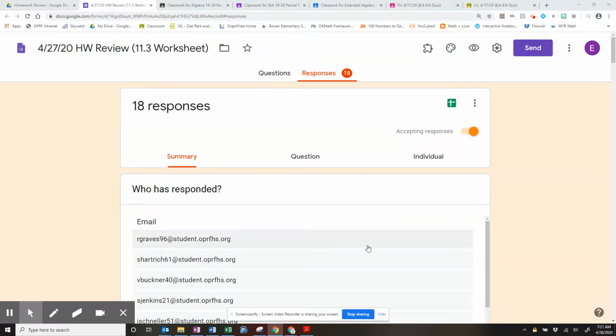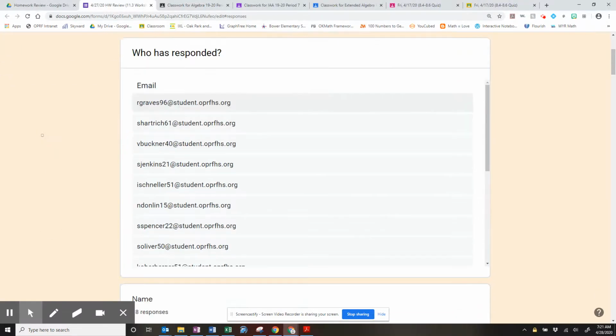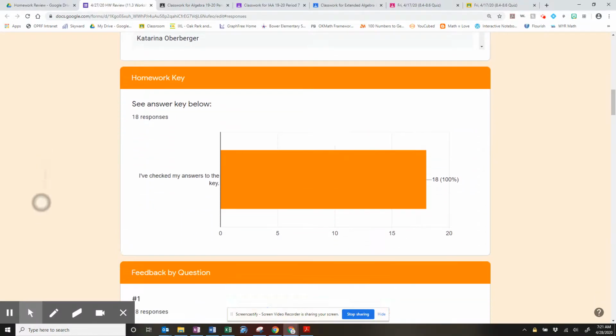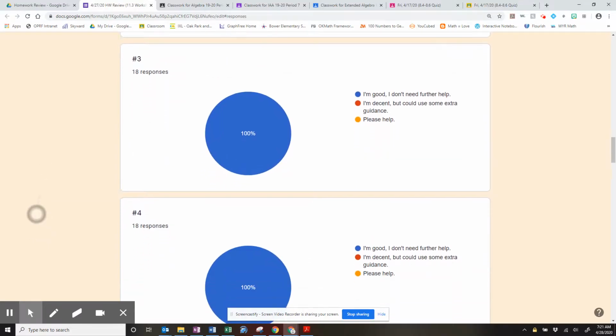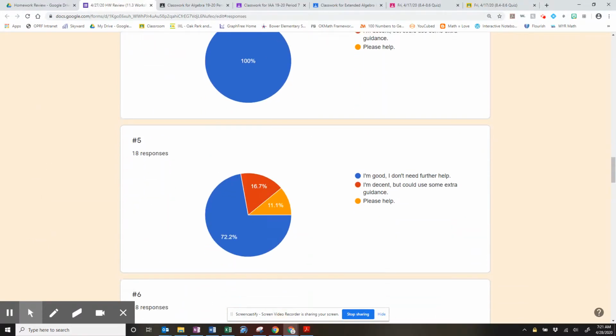Hey guys, Miss Watson here with your homework review for 11.3, probability of multiple events. So thank you to the 18 people that filled this out. I do appreciate it. As I scroll down, it looks like 1, 2, 3, 400%, which is awesome to see.